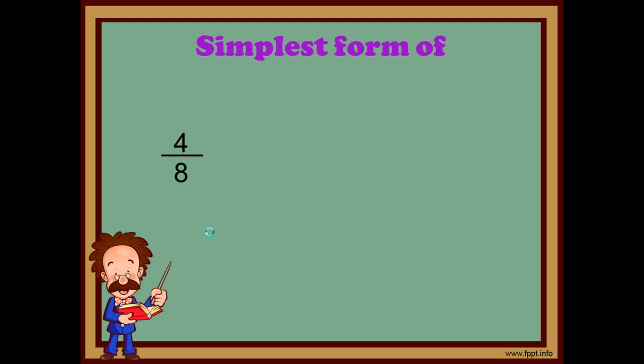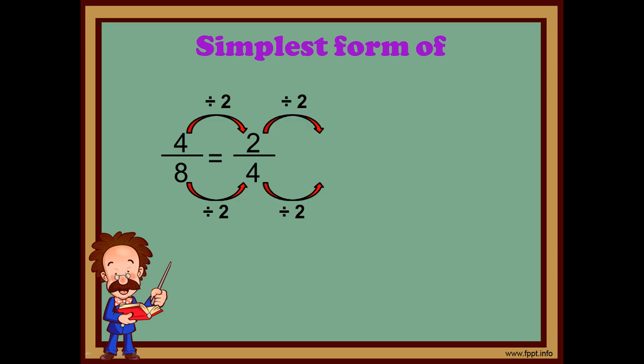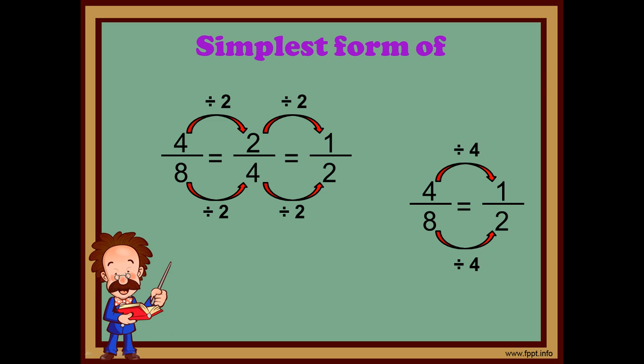The simplest form of 4/8. If I divide by 2, I would get 2/4. However, 2/4 is still not in simplest form. I still need to divide further, and I would get half. Alternatively, for 4/8, I can divide by 4. So 4 divided by 4, 8 divided by 4, I would get half.